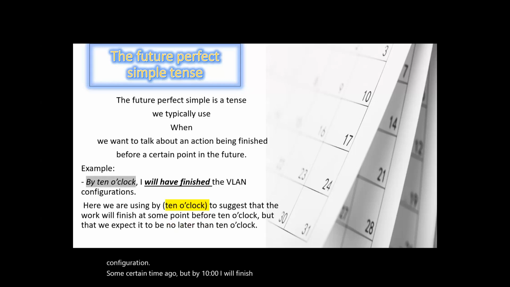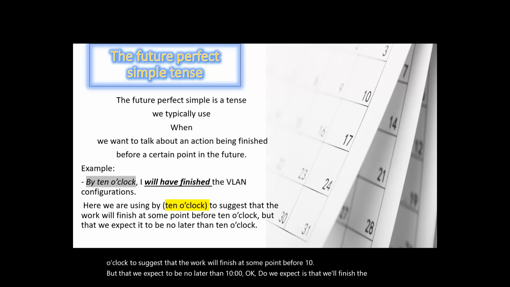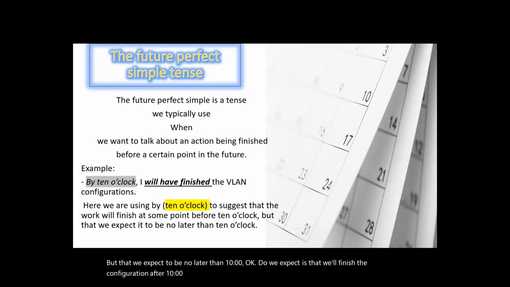Okay, so here we are using by 10 o'clock to suggest that the work will finish at some point before 10, but that we expect it to be no later than 10 o'clock. Okay, do we expect that we'll finish the configuration after 10 o'clock? No, by 10 o'clock. It means at a certain time before that or exactly at 10 o'clock. This is the meaning of the future perfect simple tense.